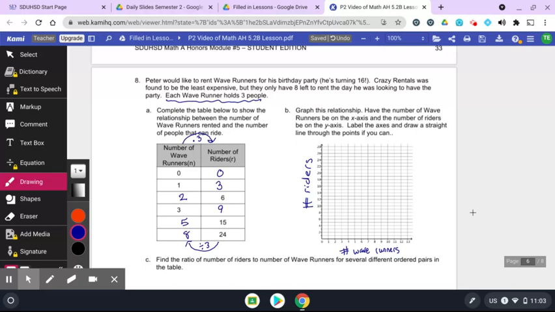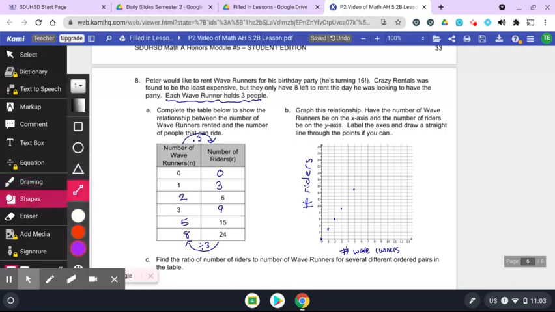All right, so plotting it. 0, 0, 1, 3, 2, 6, 3, 9, 5, 15. We have to plot enough of them that we can see, hey, they're going to form a line. So I am grabbing my line. And I say, yep, it's forming a line through the origin.